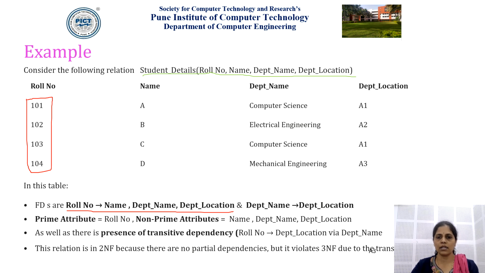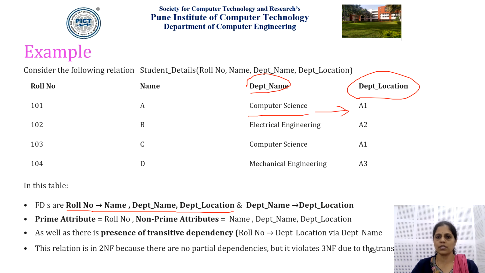Let us look at any other relationship we have. If we observe department name and department location, for every department name I have a unique department location. For computer science, I have A1. Again, for computer science, I have A1. For electrical engineering, I have A2. And for mechanical engineering, I have A3. So this is also a functional dependency present in this relation, which is department name determines department location.